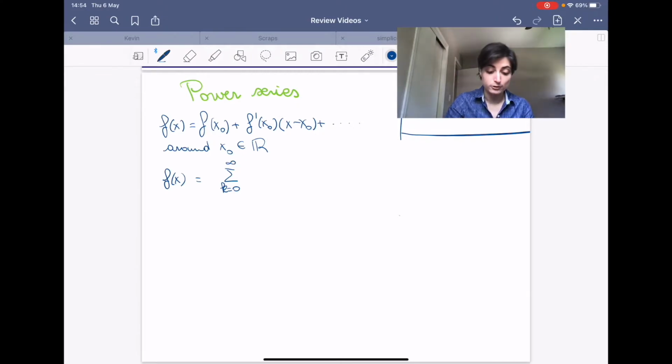So we go from asking what is f of x to asking what are the coefficients in front of x minus x0 to the power k. So we have changed the setup from having no idea of how f looks to, if we know a_k, that is the coefficients of our infinite series, we actually know f in the neighborhood of x0.